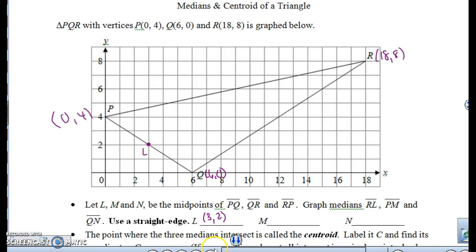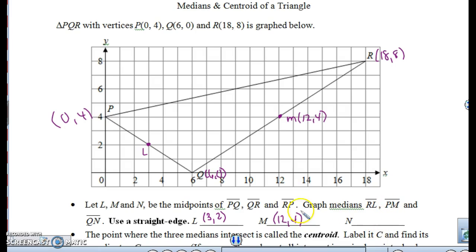The coordinate of M, which would be the midpoint of QR. QR is here. The midpoint would be right there. So M is going to be at (12, 4). Add the coordinates, divide by 2. 6 and 18 is 24, divided by 2 is 12. 0 and 8 divided by 2 is 4. So that's going to be the point (12, 4).